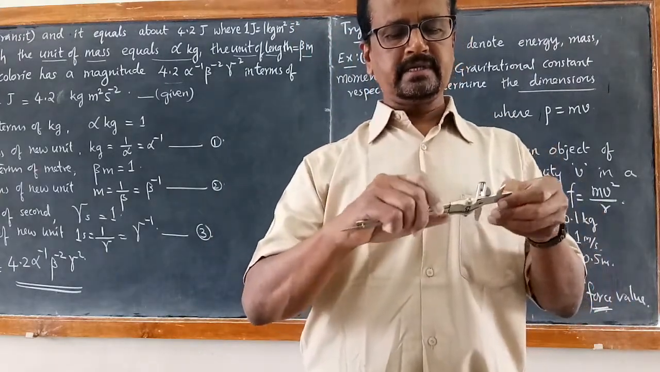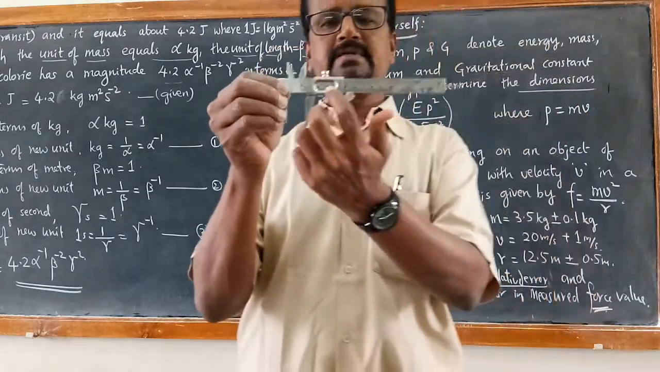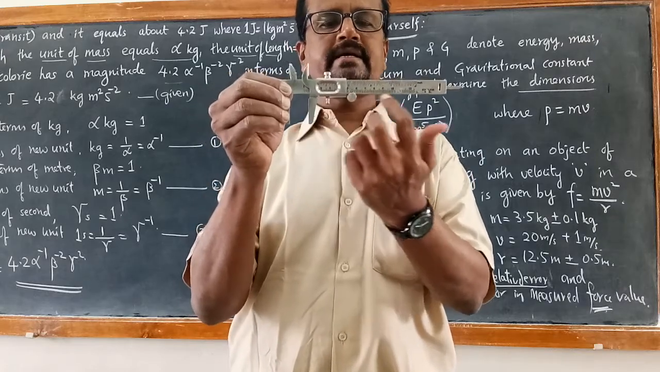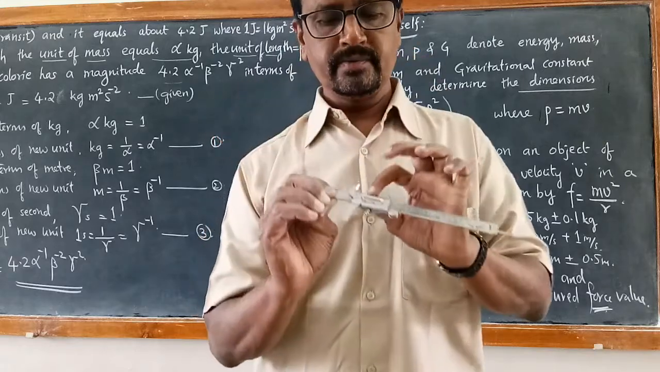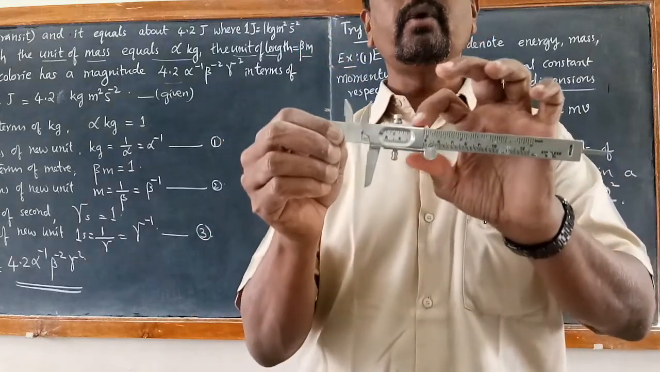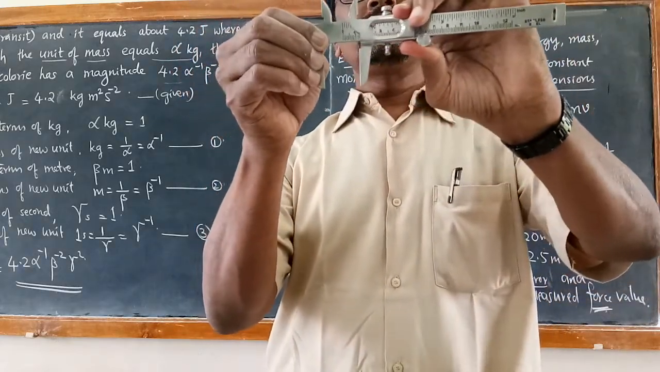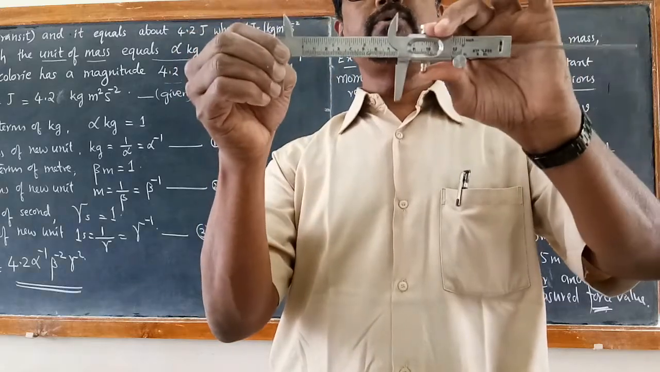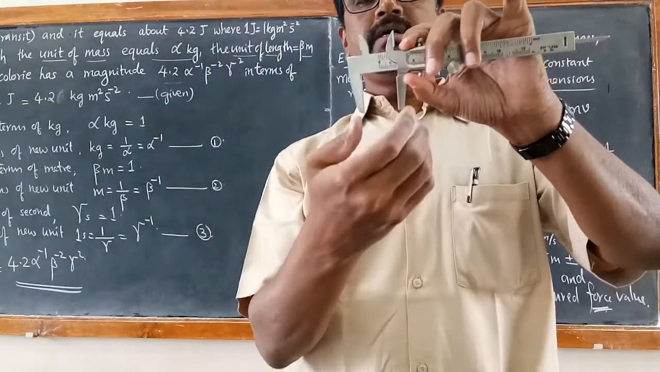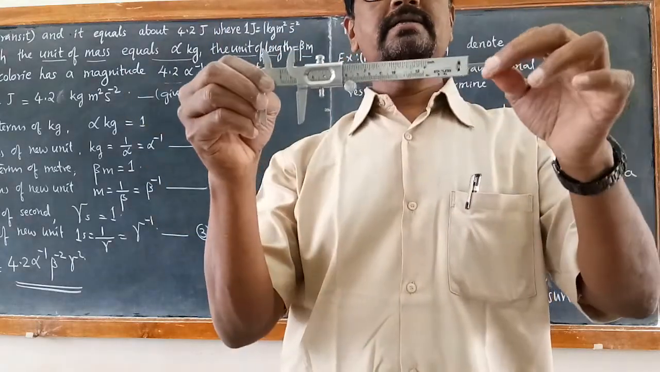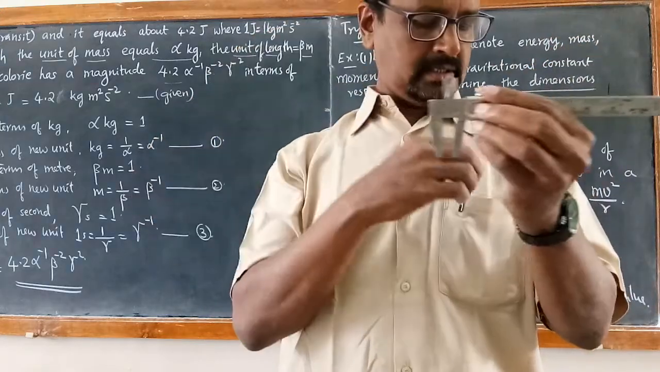This vernier calipers has got two scales. One is the main scale, which is in millimeters and centimeters, and this is the one you can see here. This is the one which is called the vernier scale. It can be pushed apart and pushed in. It has one pair of upper jaws, another pair of lower jaws, and this is a tail. This helps us to find out the internal diameter and external diameter.